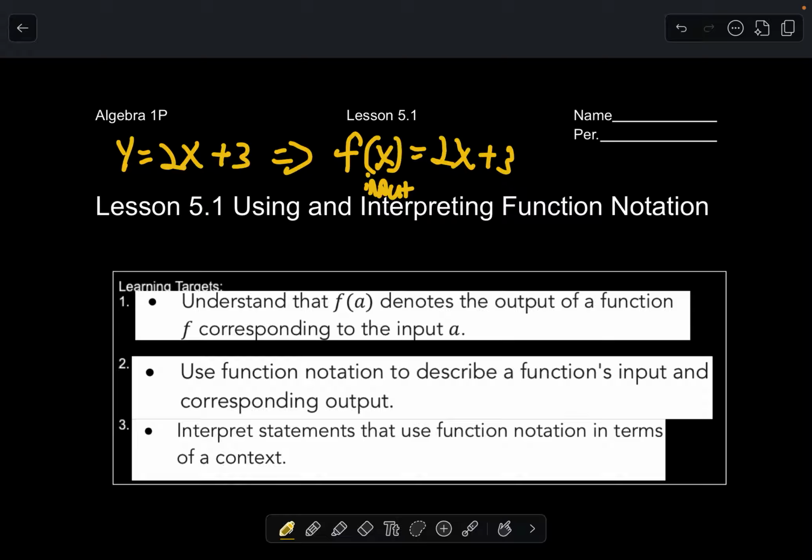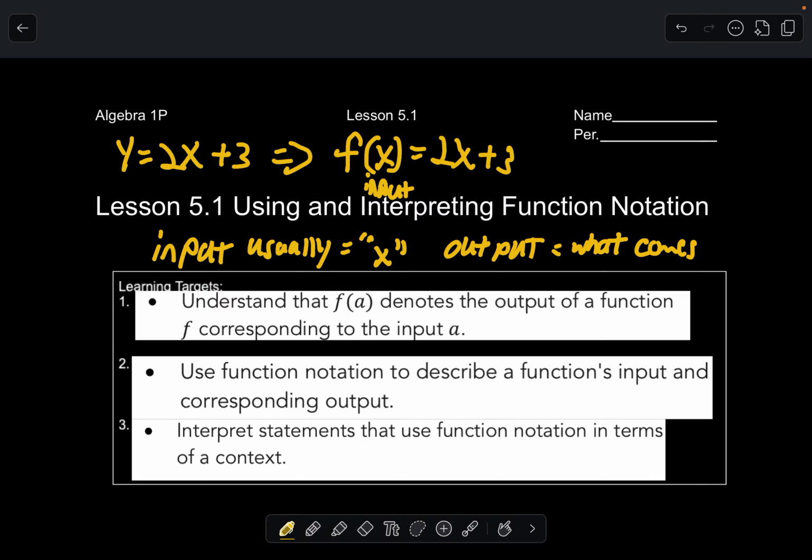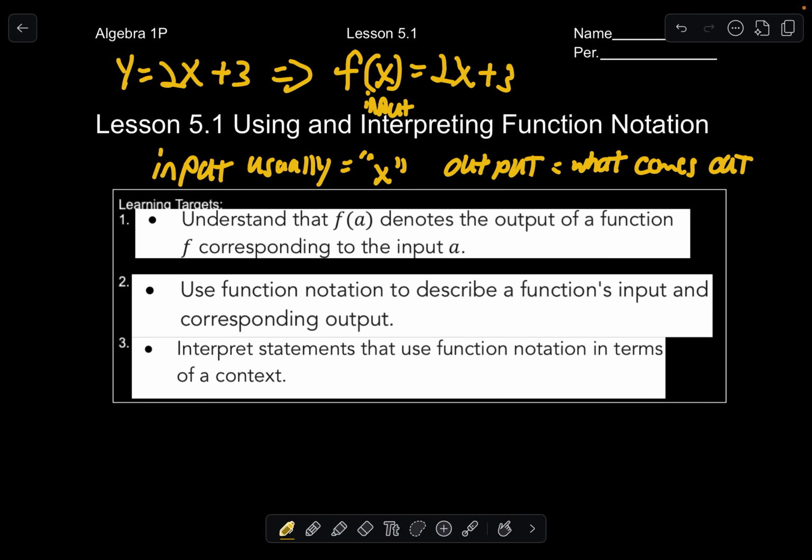So we have the words input, usually equal to whatever x is, but we can use other letters, and output. What comes out? Okay. So we're going to do that. So understand that f of a denotes the output of a function of f corresponding to the input of a.